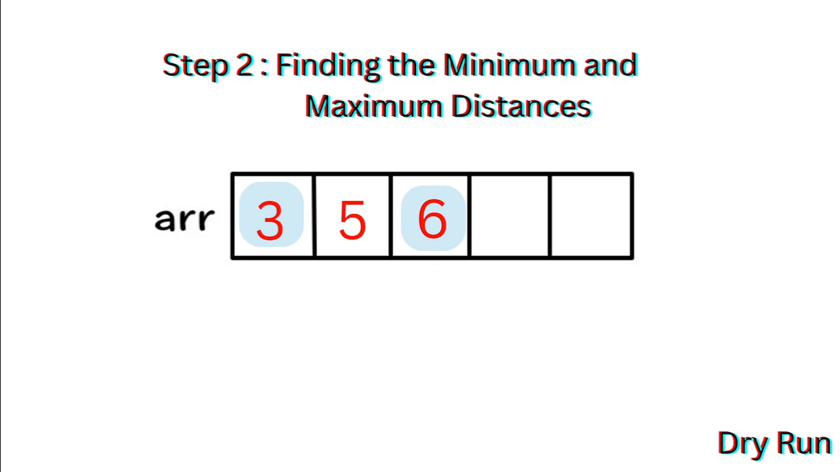Also, the first value of that array is the minimum and the last value of that array has the highest value. If we subtract the highest value from the smallest value, we get the maximum distance. So that is the concept here. I am subtracting 6 minus 3, I get 3, which is our maximum distance. We can compute this in big O of 1 complexity itself.